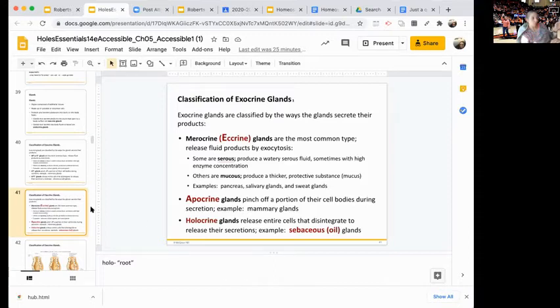So apocrine is in the A region. So that's the ones in your armpit, your anus, and the areola tissue, the pigmented tissue around your breasts. And then holocrine, I always go with the word sebaceous, or oil. Those are the ones that are attached to your hair follicles that make everything shiny. And we'll talk in more detail about why one of them's oily versus one's watery versus one that's called a milky secretion.